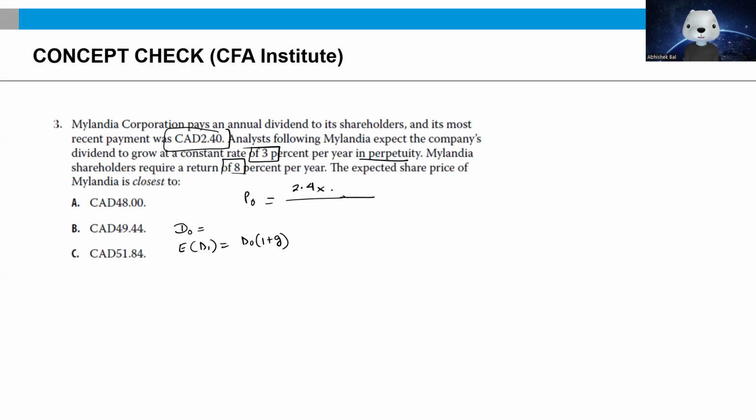And the growth in perpetuity is deemed to be 3%, and the required rate of return is 8%. The growth is 3%. That's all that is required for you to solve this problem. So it is 2.4 into 1.03, divided by 0.05, which equals 49.44, and P is your answer.